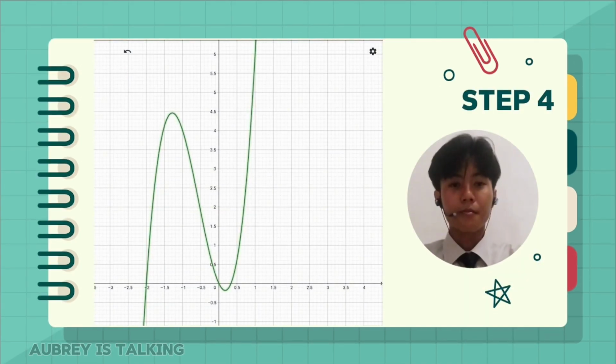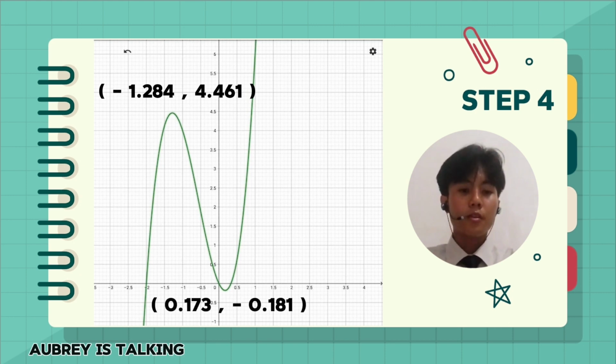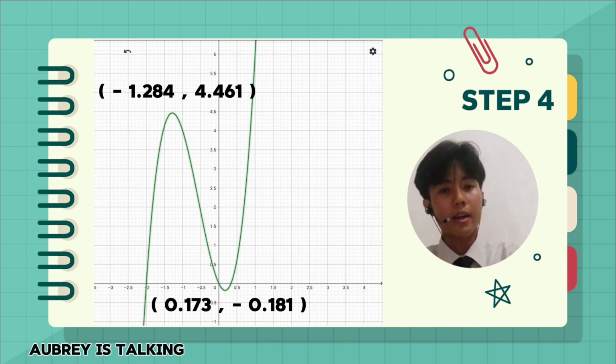The next part is the graph. Before that, here is the table of the coordinates for the graph. This table will include all of the coordinates of the x and y axis. By referring to this table, this is the final graph. The maximum point is at coordinate negative 1.284 on the x-axis and 4.461 on the y-axis. The minimum point is at coordinate 0.173 on the x-axis and negative 0.181 on the y-axis.